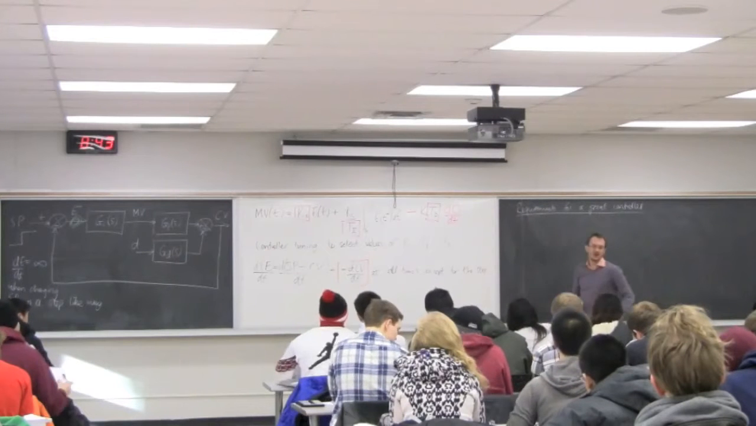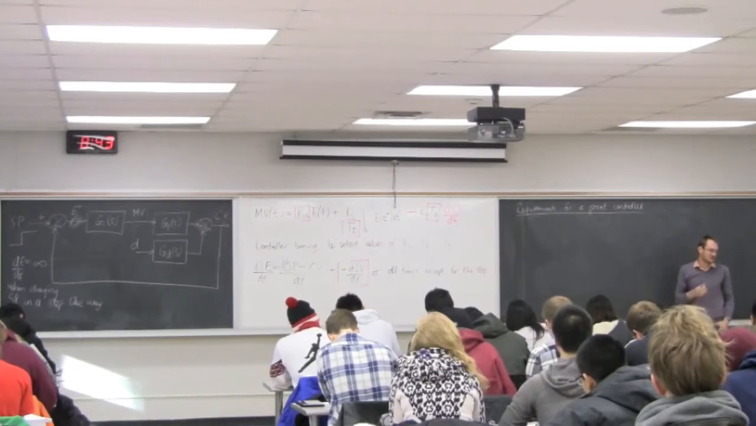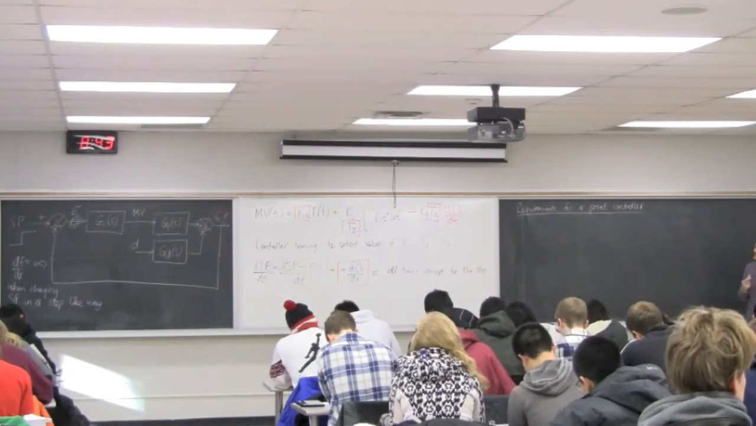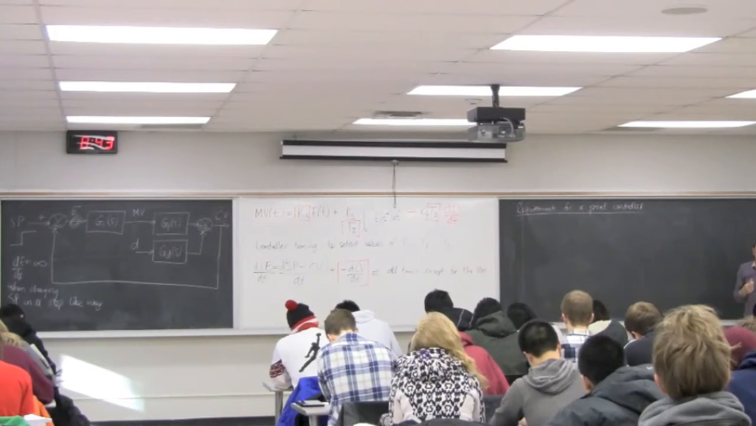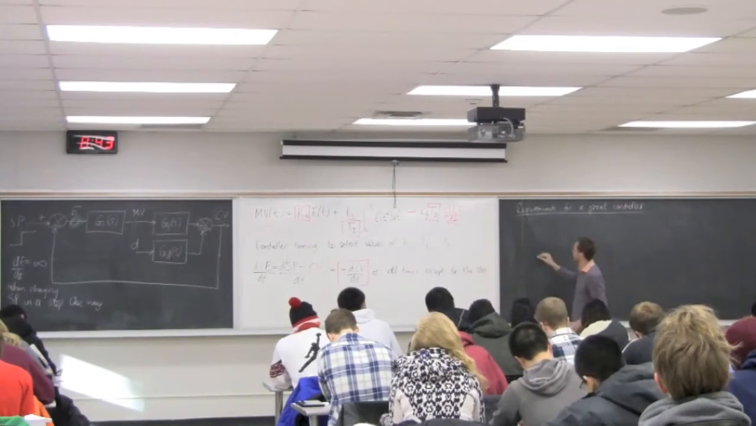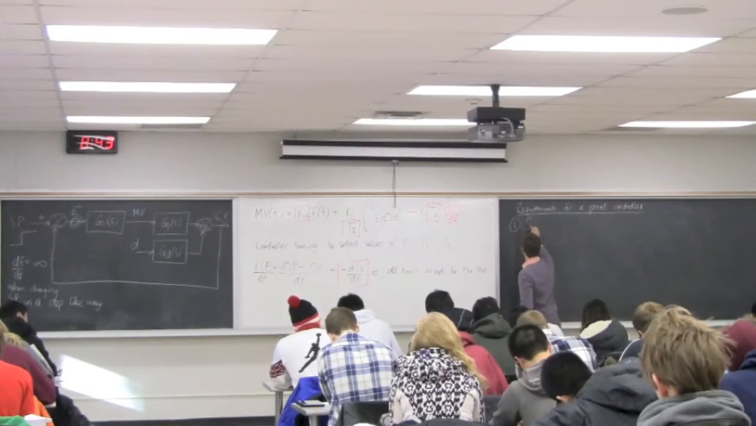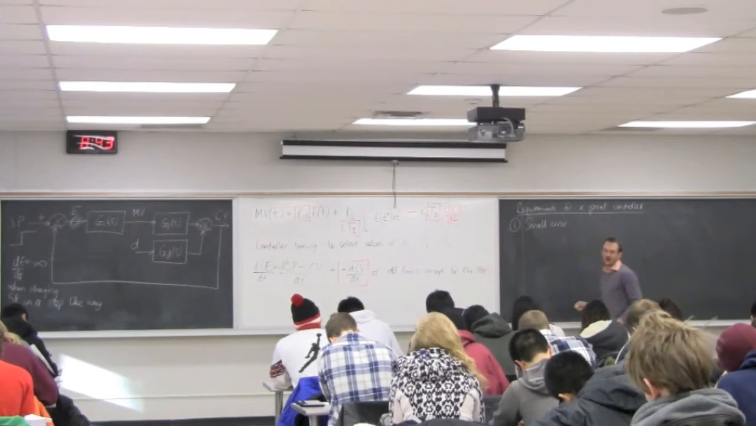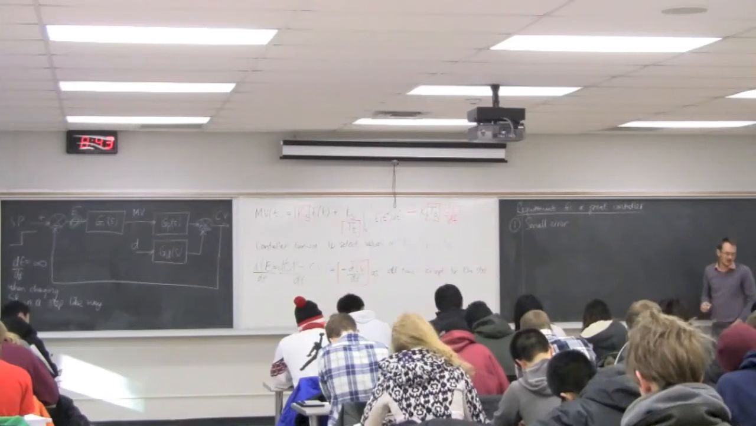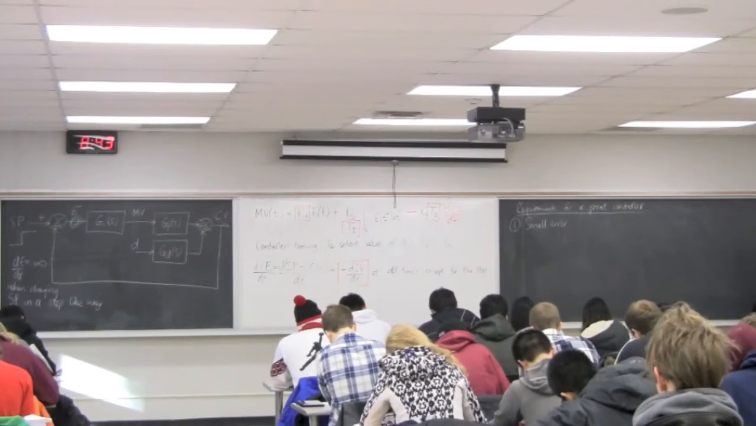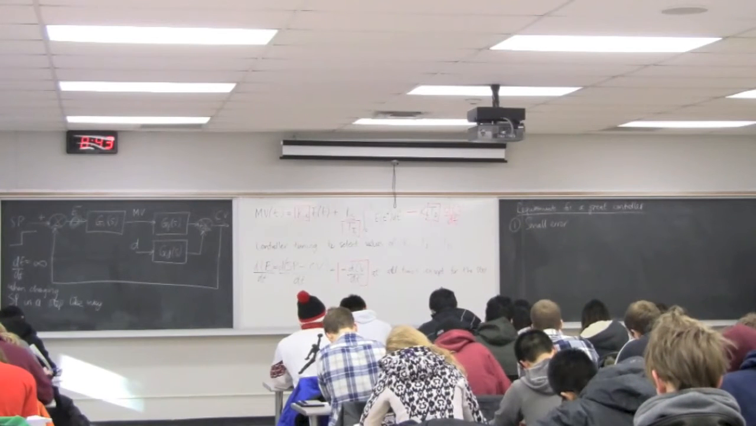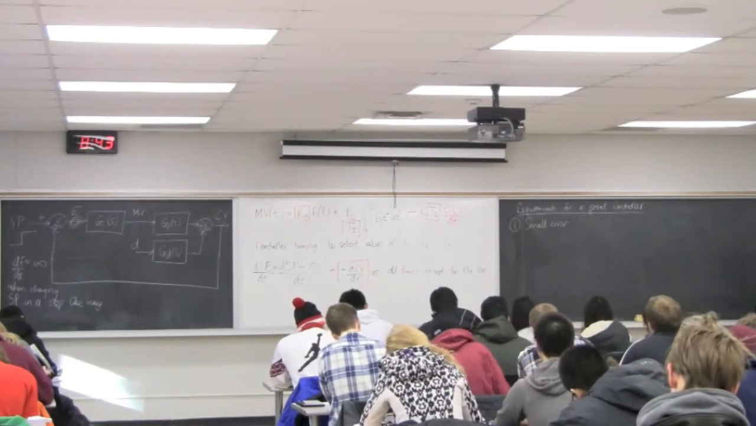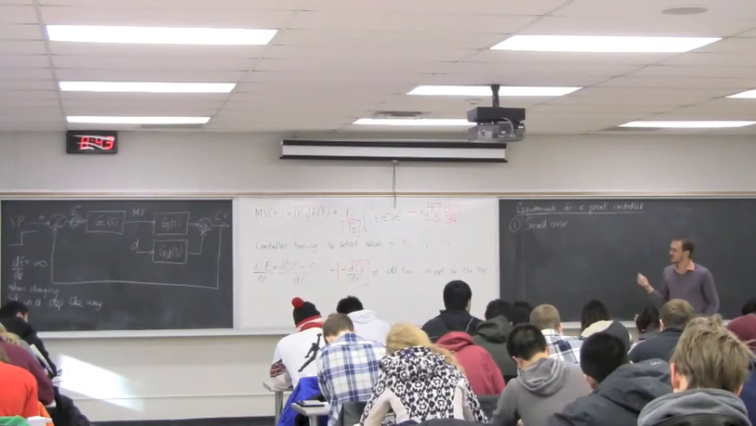And in our brainstorm on Friday, we said that there were three aspects that we would like to see. One is small error. First aspect was small error. And I put up two integrals on the board that will help our understanding of quantifying the error. So any control system should exhibit small error.